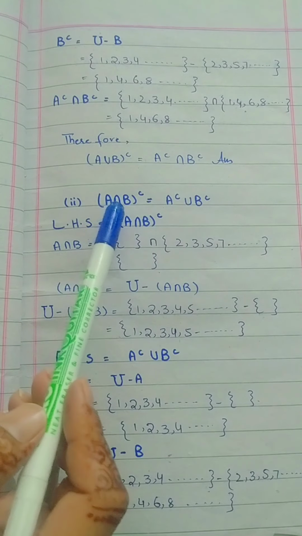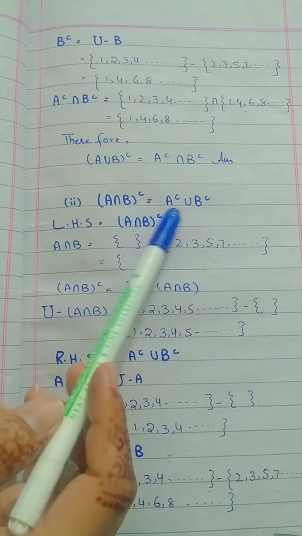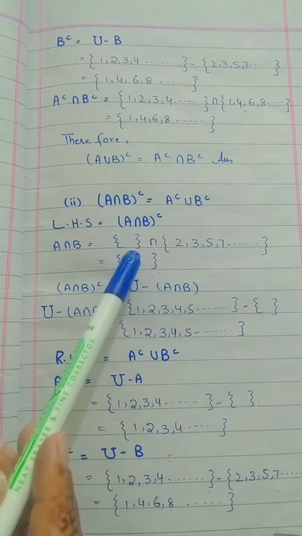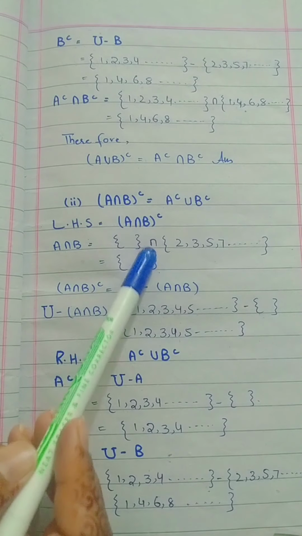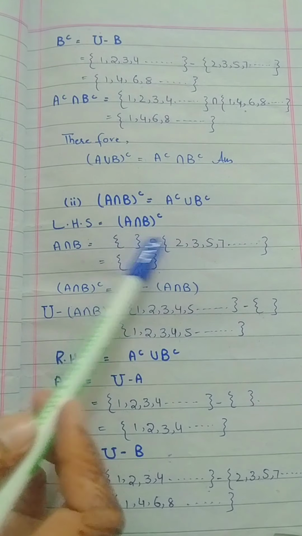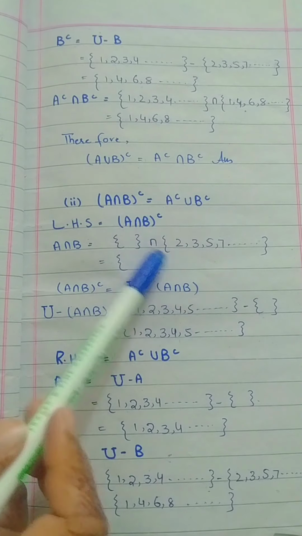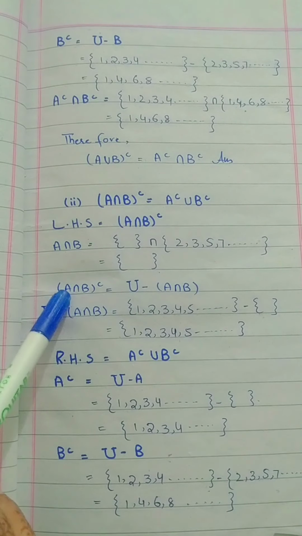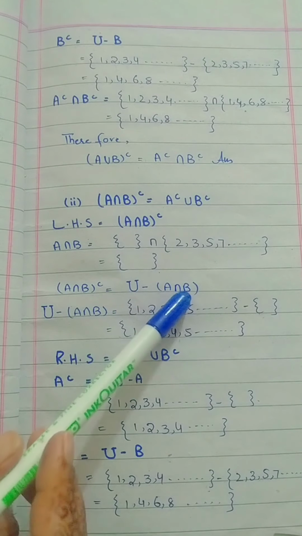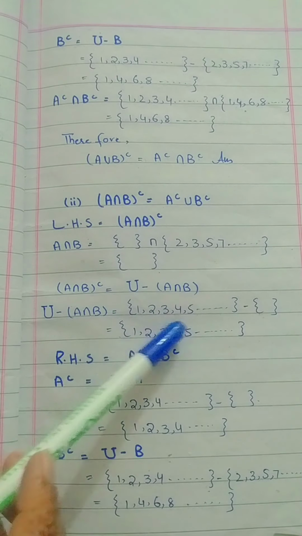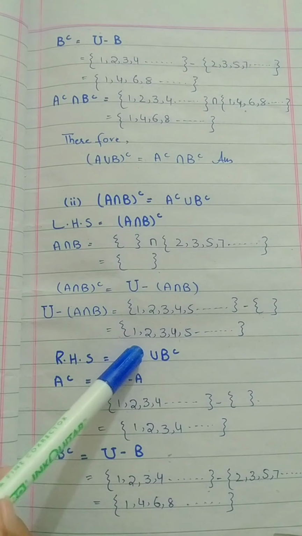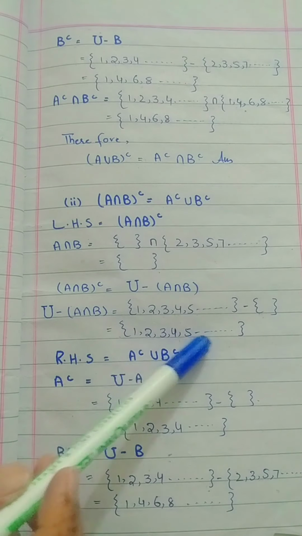In the next, A intersection B complement equals A complement union B complement. Left hand side, A intersection B complement. A is an empty set. Intersection B is a set of prime numbers. There are no similar elements in both sets, so the answer is the empty set. And A intersection B complement equals the universal set minus A intersection B. The universal set is the set of natural numbers minus an empty set. So the answer is the set of natural numbers.